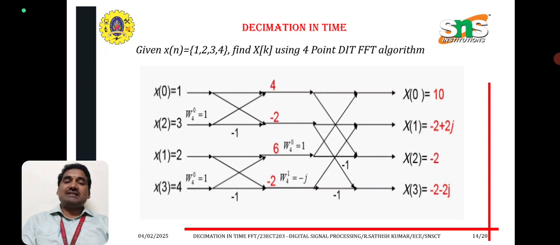Now, from the results of the 2-point DFT, we calculate the 4-point DFT. X of 0 is equal to 10. X of 1 is equal to minus 2 plus 2j. X of 2 is equal to minus 2. X of 3 is equal to minus 2 minus 2j.